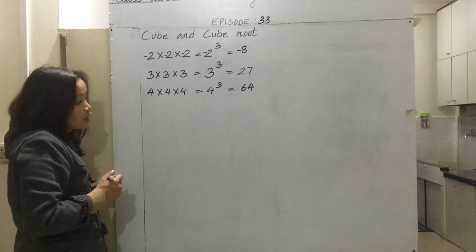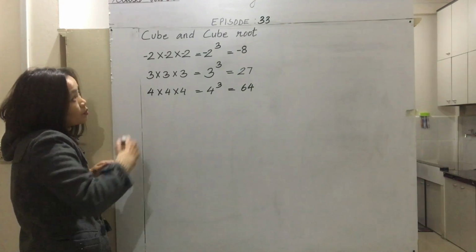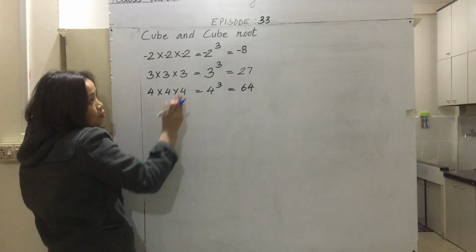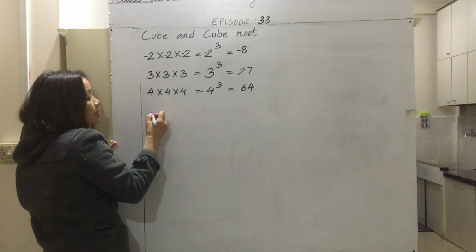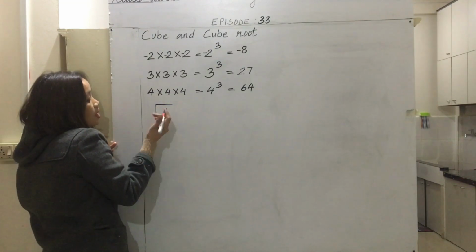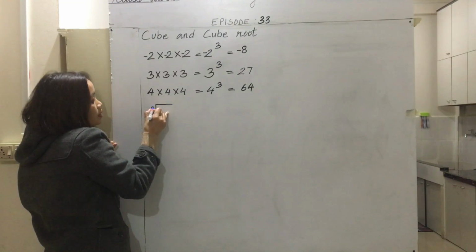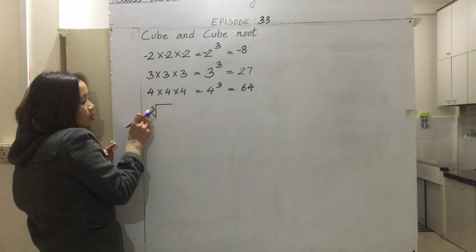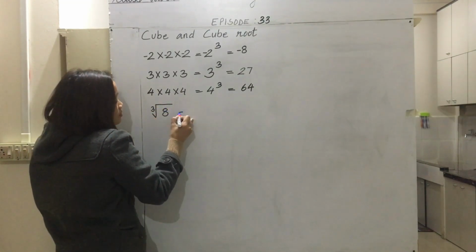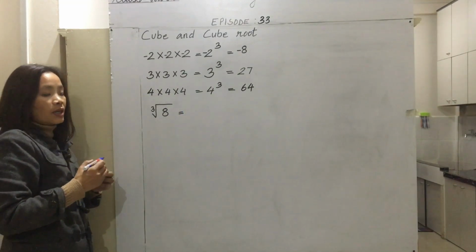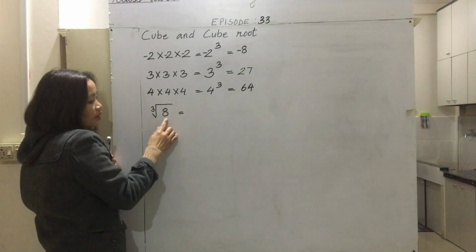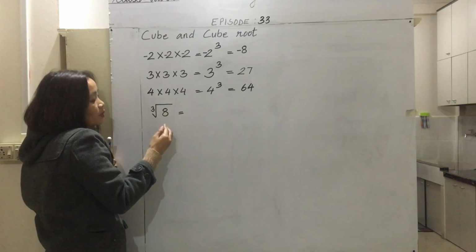So after cube we have cube root. We write the cube root symbol, like the square root symbol but with a 3. Then cube root of 8: 2 cube is 8.